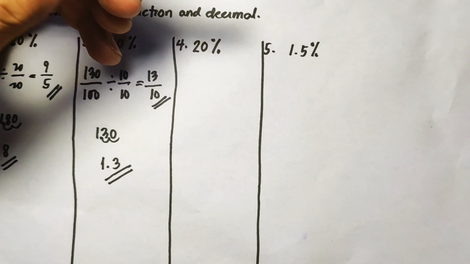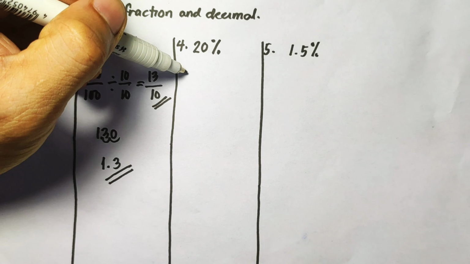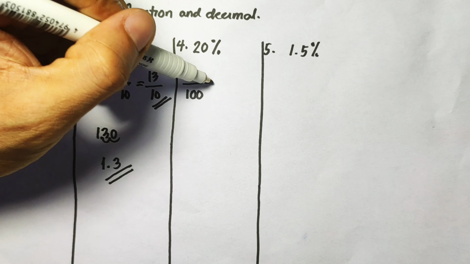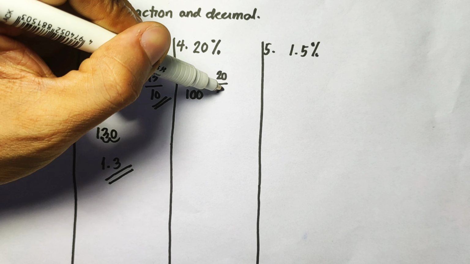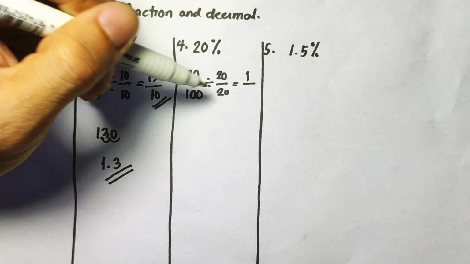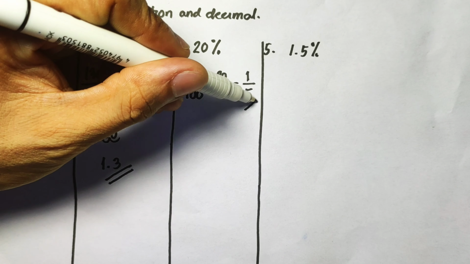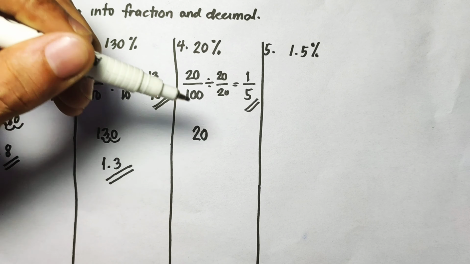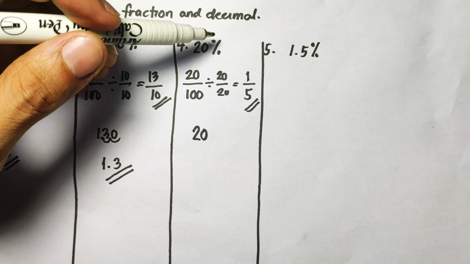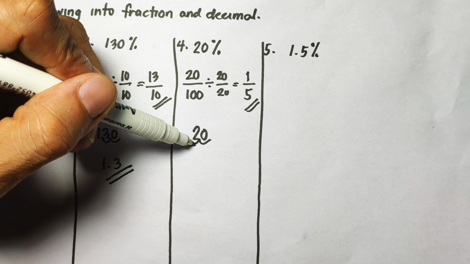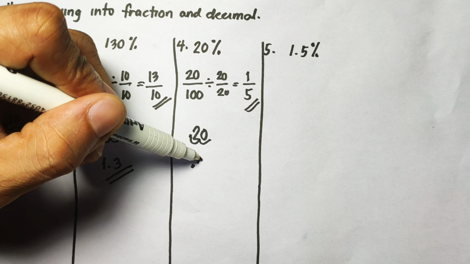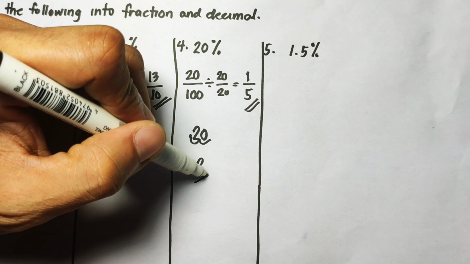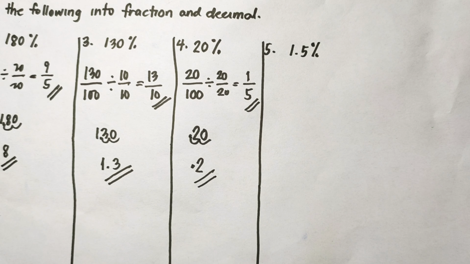Next, number 4, 20%. So 20% is also 20 over 100. So reducing to its lowest term by dividing both sides by the GCF of 20, so that will become 1 over 5. 20% is also 1 over 5. In decimal, 20, then move the decimal places to the left 2 times, 1 and 2. So that will become 0.20 or 0.2 or 2/10. 2/10 is also 20%.